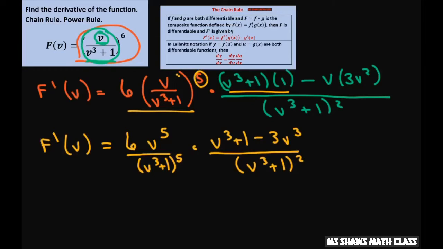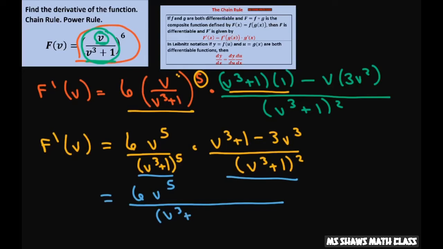All right. So let's see what this equals. We're going to get 6v to the fifth. And my denominator, I'm just going to multiply these two together. So this is going to be v cubed plus 1 to the fifth times v cubed plus 1 squared. And then this part here is just going to be 1 minus 2v cubed.